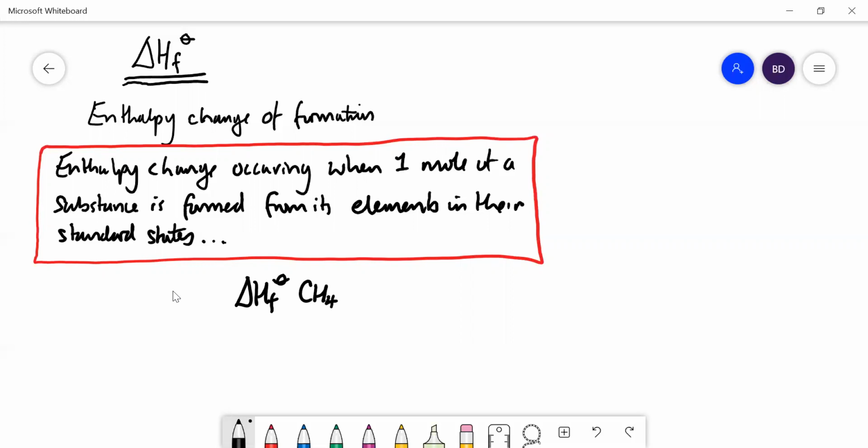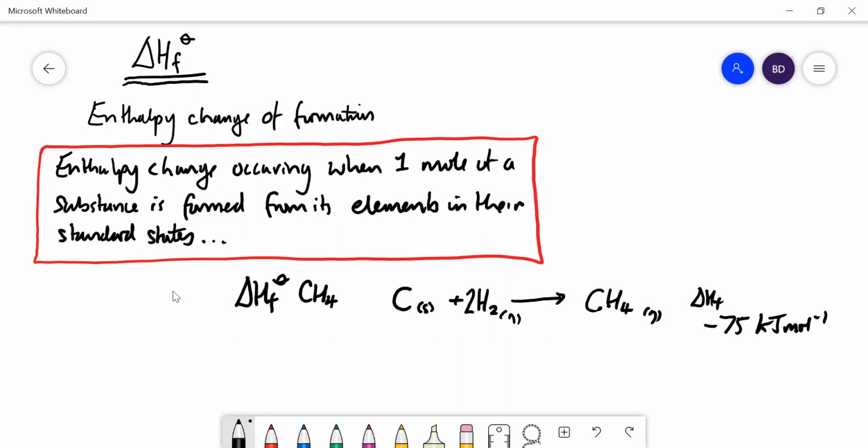That would be carbon, which is solid. And if you're worrying, the standard state of carbon is actually defined as being graphite, not diamond. And then hydrogen, well, hydrogen in its standard state is H2, and 2 of those. And we are going to get CH4 gas. And if you look at the value for delta HF for methane, I'll look in my book now, it is minus 75 kilojoules per mole.